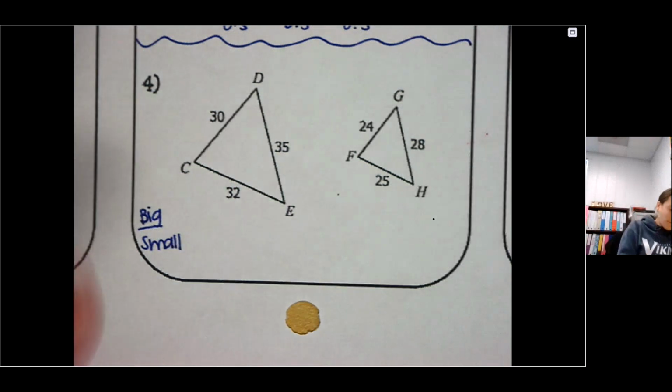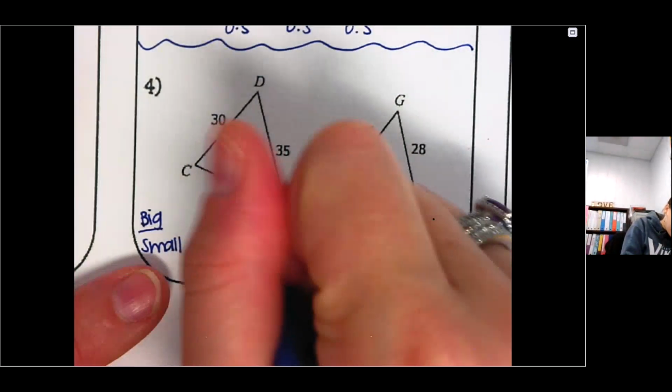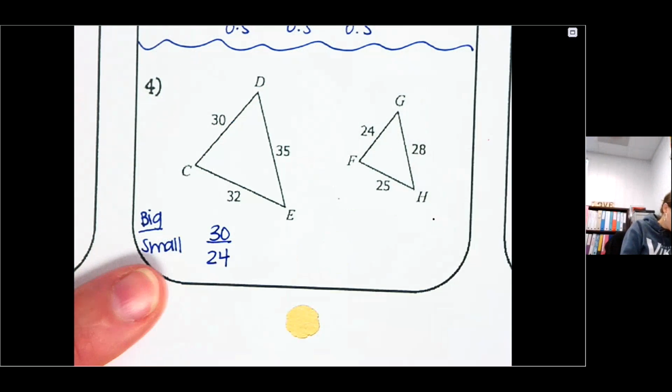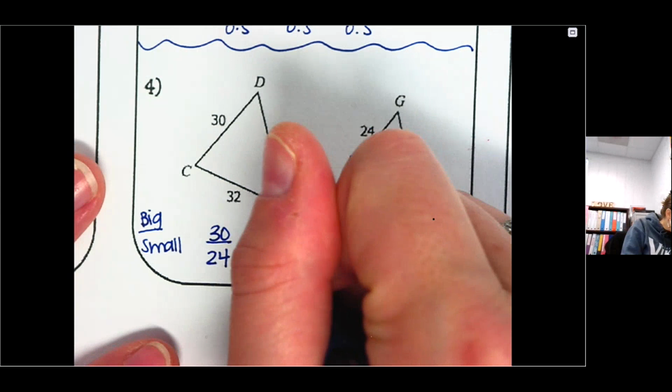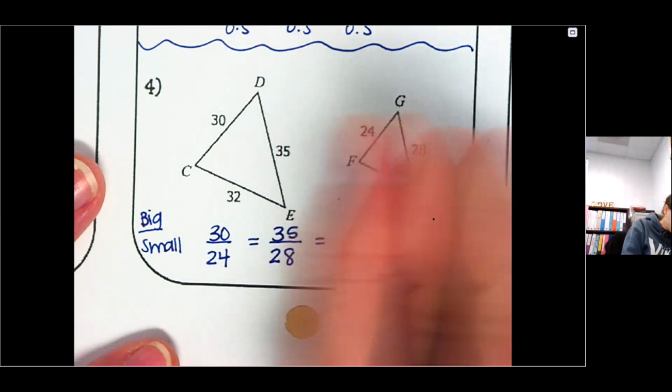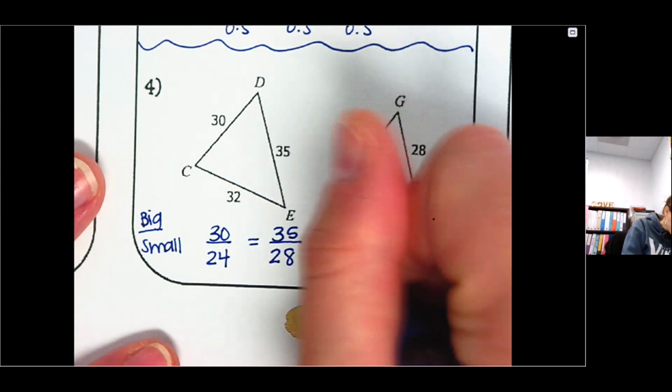Correct. It'd be the other way around. Wait, so what are we doing? We divide all of them? So divide all of them and see what the decimals are. See if the decimals are the same or if they're different.